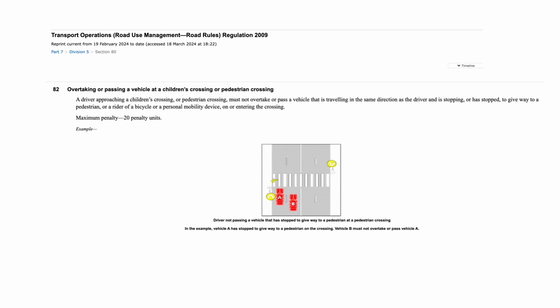The example shows a driver not passing a vehicle that has stopped to give way to a pedestrian at a pedestrian crossing. In the example, vehicle A has stopped to give way to a pedestrian on the crossing. Vehicle B must not overtake or pass vehicle A.